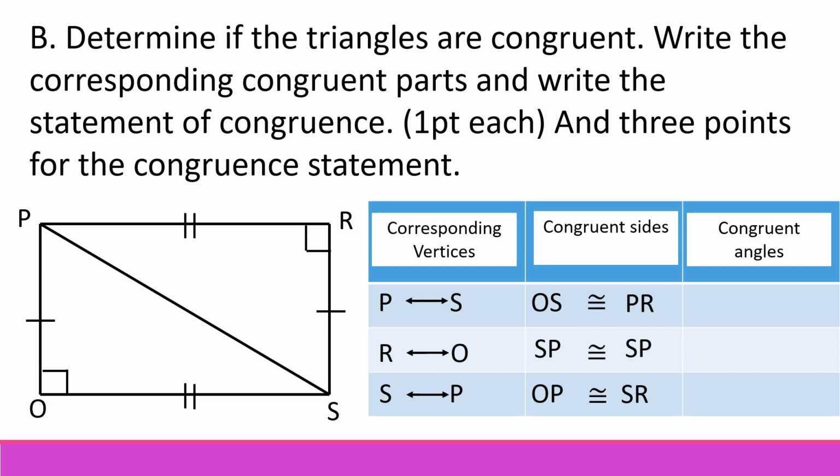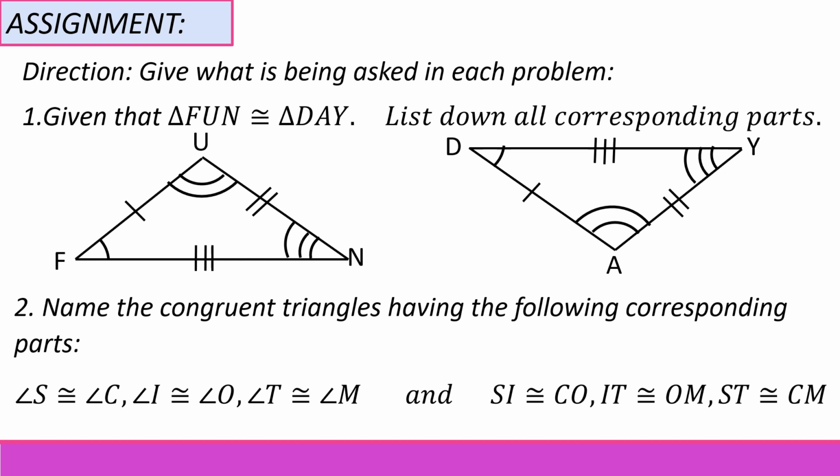And for the congruent angles, angle O is congruent to angle R. Angle P is congruent to angle S. Angle S is congruent to angle P. Okay, did you get the correct answer? Oh, that's great. So for your assignment, direction is you are going to give what is being asked in the problem.